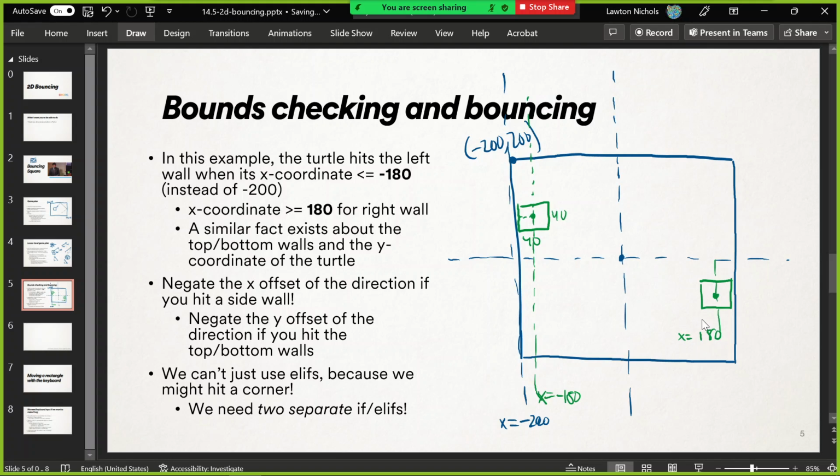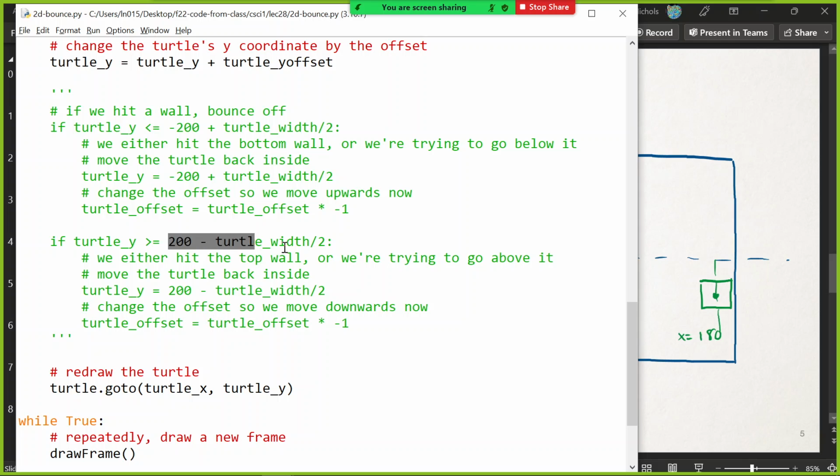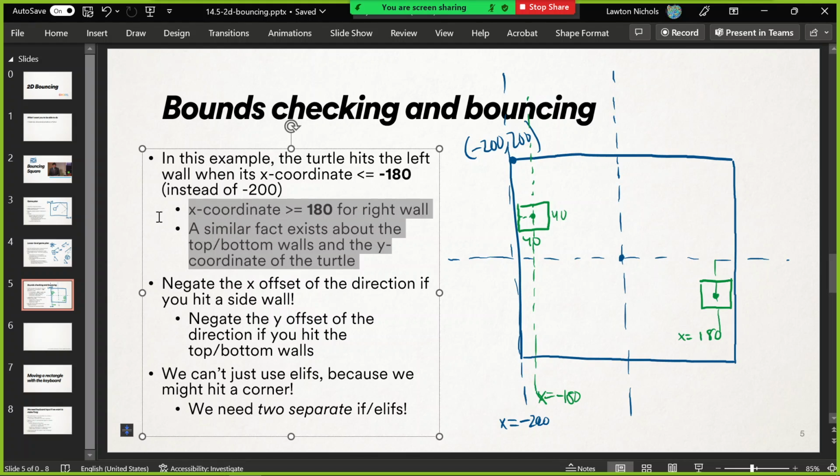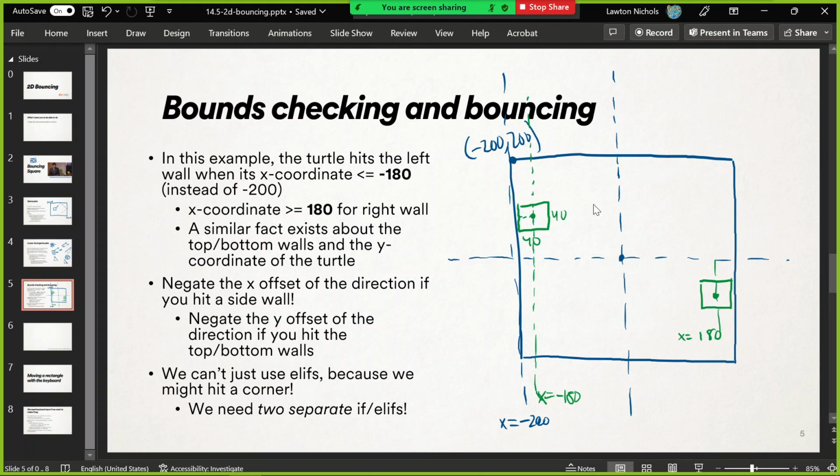X equals positive 180. And I think you can imagine that it's still the same for the top and the bottom. 200 minus turtle width over 2, that really was 180, right? Similar facts exist for the top and bottom walls. The turtle has touched the top wall when his coordinate is exactly equal to positive 200 minus half of his width, because his coordinates are centered on him. All right, same for the bottom wall. The turtle has passed or just hit the bottom wall when his y-coordinate is less than or equal to negative 180 again. Okay, so there's a lot going on there.